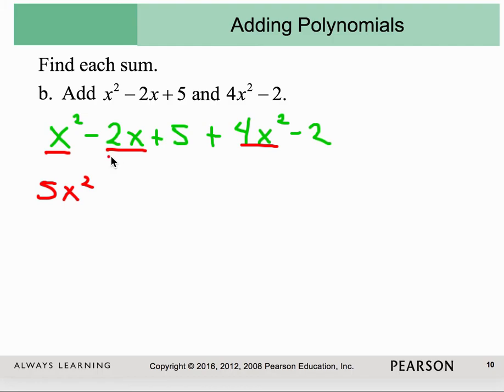And now I'm looking for just x's. Oh, there's no more. So nothing will combine with that. It's just going to stay minus 2x. Now I'm looking for constants. 5 minus 2 is a positive 3.